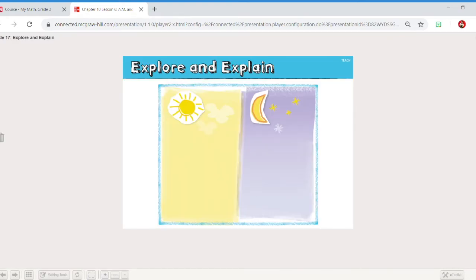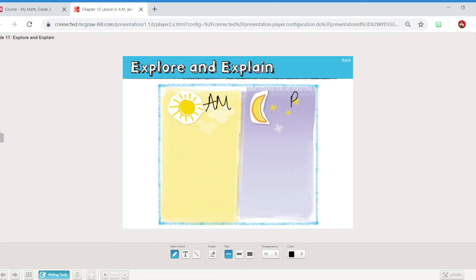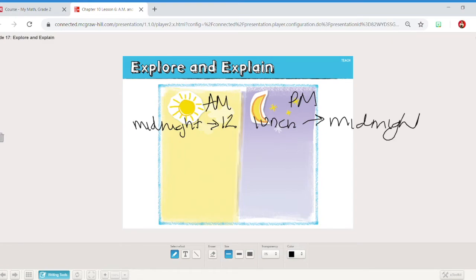Today in your Explore and Explain page, you're going to make a list of all the things you would do during the day and all the things that you would do during the night. So one thing that I really want you to add on here would be AM and PM. So remember, AM is midnight to noon, which is also 12 o'clock. So think midnight to lunch, and then PM is noon or lunch to midnight. What activities might you do during those times?